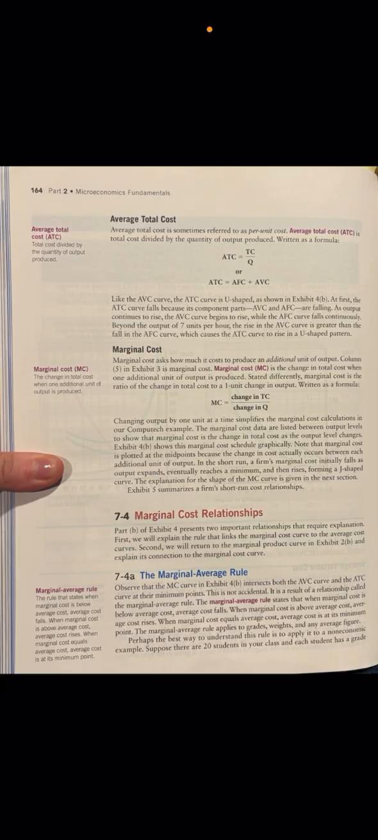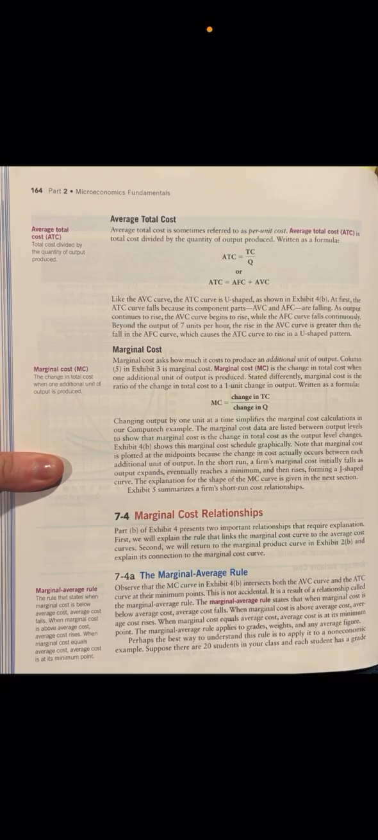As output continues to rise, the AVC curve begins to rise, while the AFC curve falls continuously. Beyond the output of 7 units per hour, the rise in the AVC curve is greater than the fall of the AFC curve, which causes the ATC curve to rise in a U-shaped pattern.